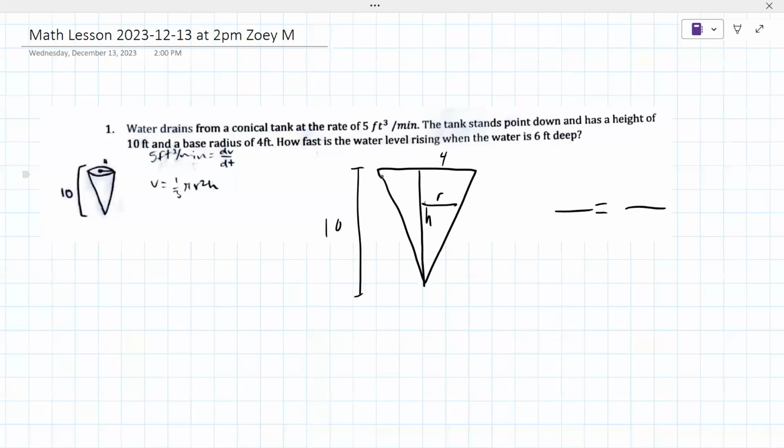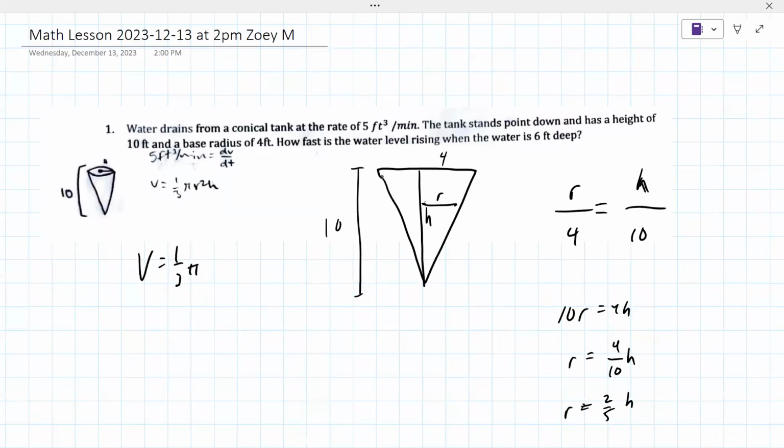You could set up some sort of proportion here. You could say r over 4 equals h over 10, and you can solve for whichever variable you want to get rid of. So you want to solve for r because you're trying to find h prime. So we cross multiply here. We get 10r equals 4h, and then r equals 4 over 10 times h, 2/5 h. So that goes back into your volume formula.